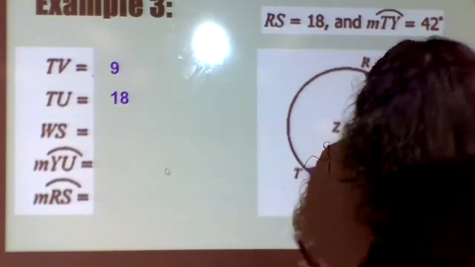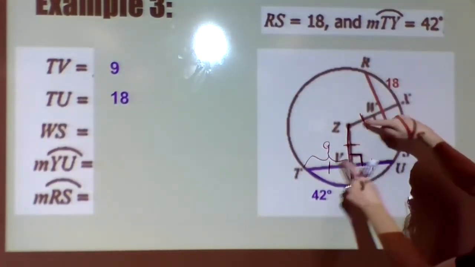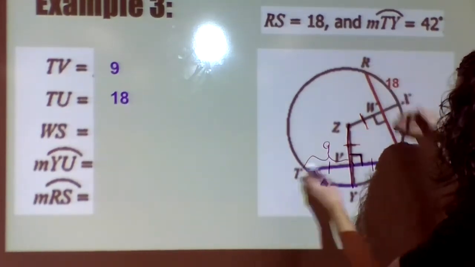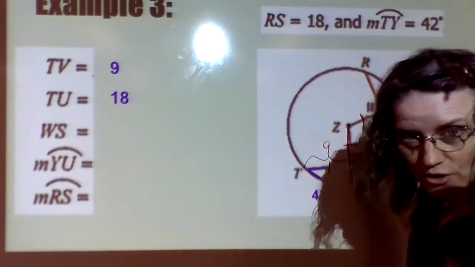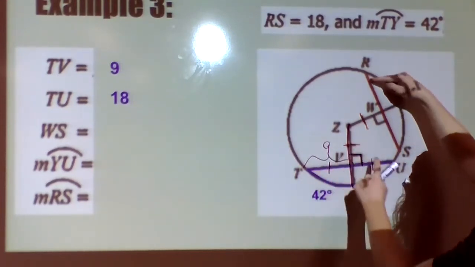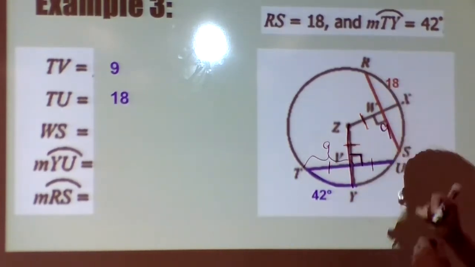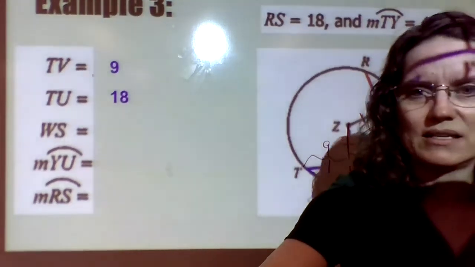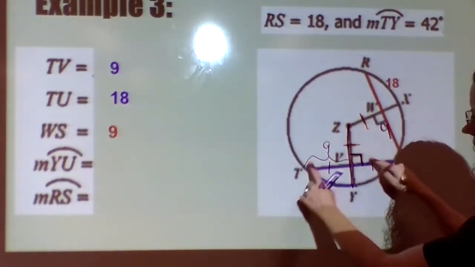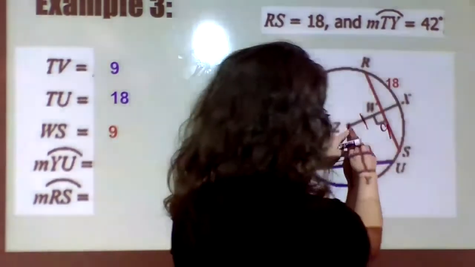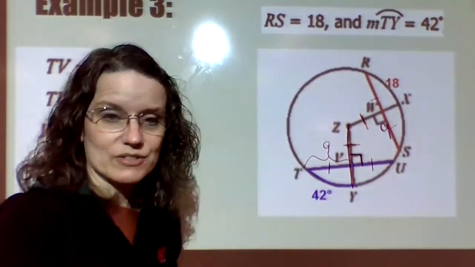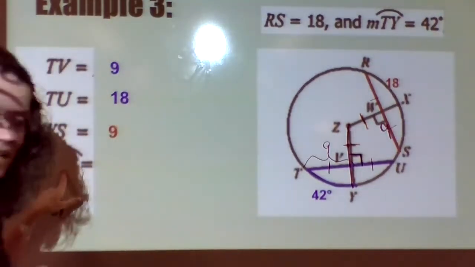But wait, since my chords are equidistant from the center and their arcs are all the way congruent, the chords are congruent, so their half chords are congruent. So if TV is 9, then this one being bisected, its half segment is also only 9. Okay? So I was perpendicular, I bisected, I got 9. On this one, I was perpendicular, so I bisect it, and I get 9 there as well. Next, I get to start looking at my arcs.